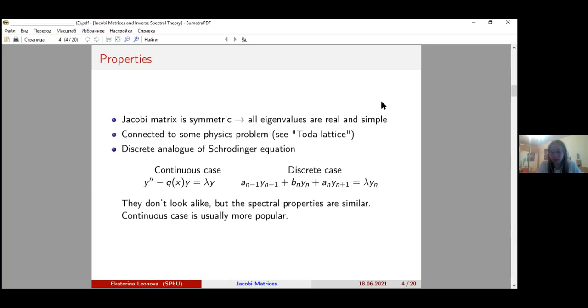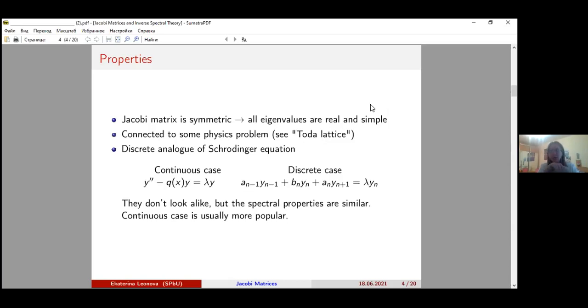Secondly, these matrices don't come from nowhere. They are connected to some problems of physics. I'm not going to talk about this, because first of all, it's not really what I'm talking about, and secondly, I don't really know a lot about it since it's more about physics. But if someone is interested, the keyword is Toda lattice.